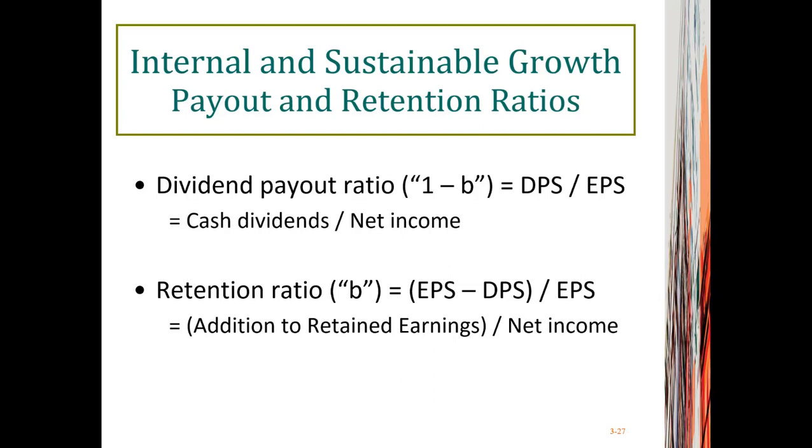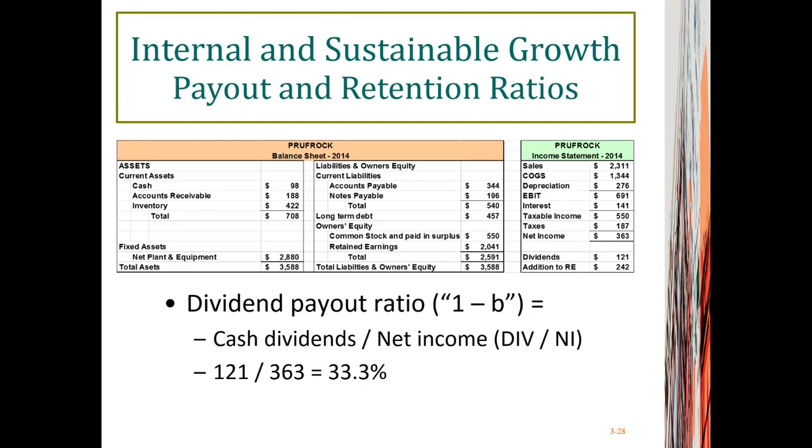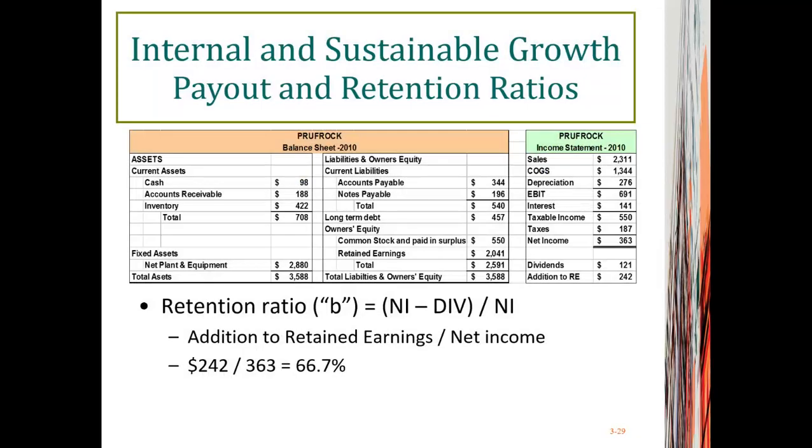Both are ratios. And here's an example to see how we can calculate the dividend payout ratio. Here, cash dividend for the company is 121, and total net income is 363. So the dividend payout ratio is 33.3%, which means for each $3 of profit the company made, $1 was paid to shareholders as dividend. And that means $2 was kept within the company, retained for future reinvestment. So the retention ratio here is 66.7%, or two-thirds.